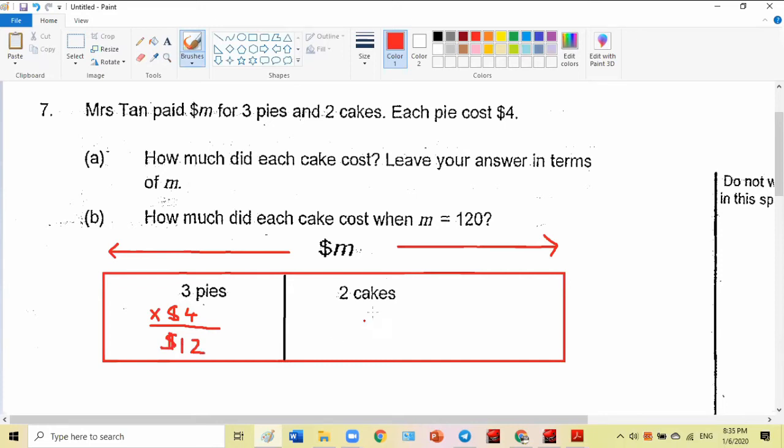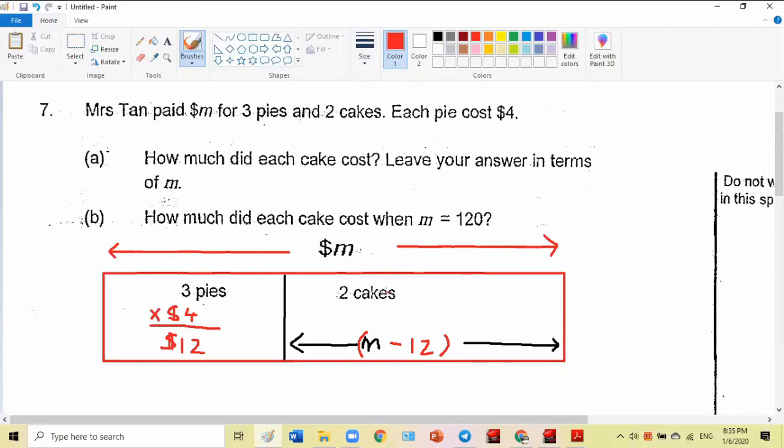If this is $12, what is here? This must be M minus 12, isn't it? The whole value of money here must be M minus 12. Agree or not? M shortened by $12. Do you understand why M is shortened by $12? And then it's supposed to be 2 cakes.